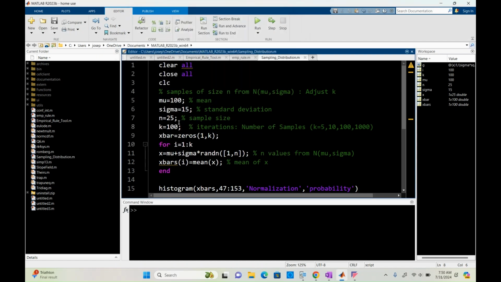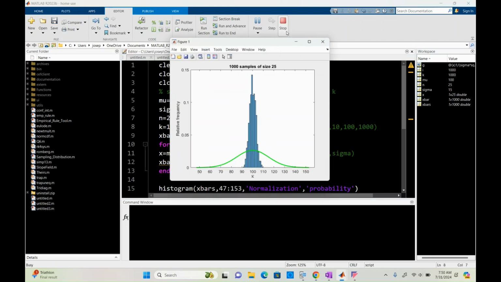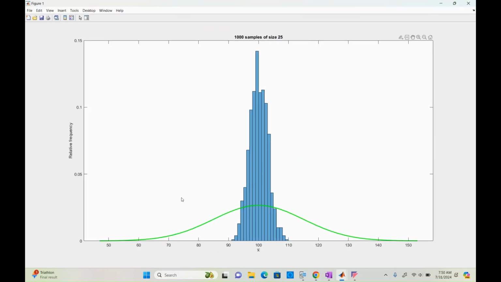All right, so let's bump up to 1,000, and then we'll really be able to see what's going on here. So now you can see if I sent out 1,000 students to survey 25 people and average their IQ and report it back to me, this is how those average IQs would be distributed. At least for one example, this is how they would be distributed. But notice it looks a lot like the normal distribution, right? It looks symmetric, it looks bell shaped, and that's because it is.